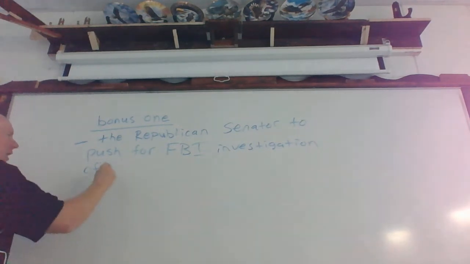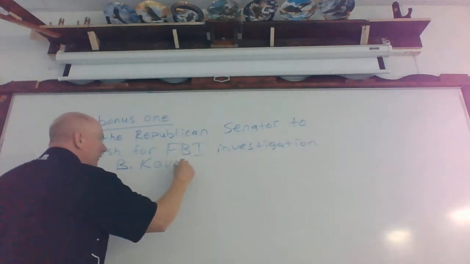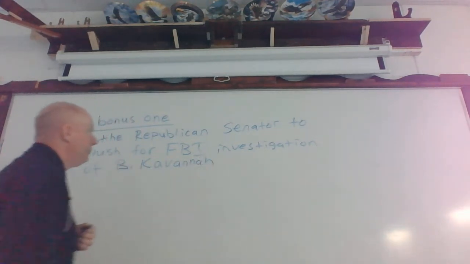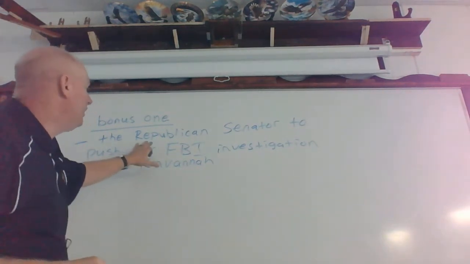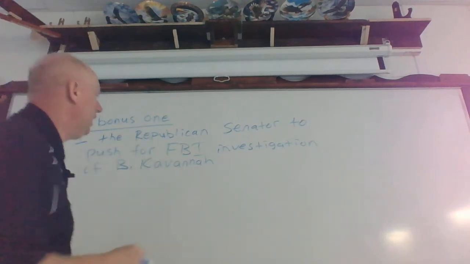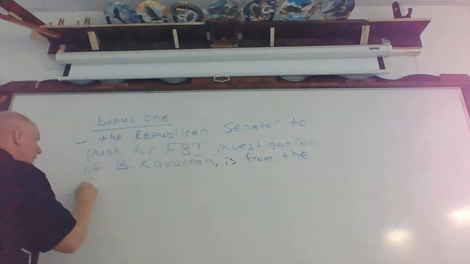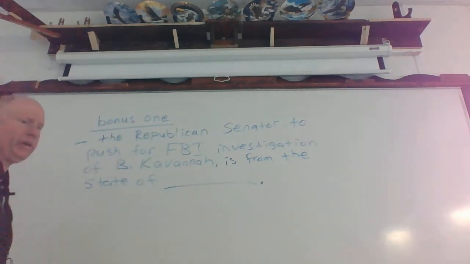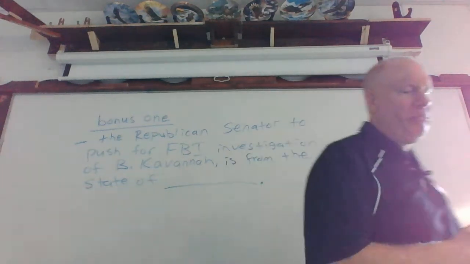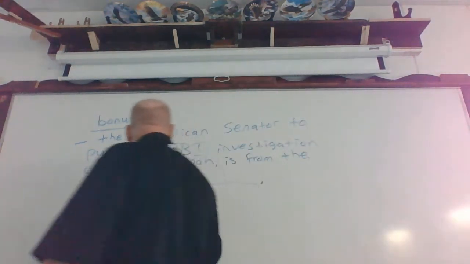And I have no idea how to spell this. I'm just going to go Brett Kavanaugh. I don't know. I've seen it on the news, but just never really paying attention how to spell it. But Brett Kavanaugh, the Republican senator that pushed for that FBI investigation, is from the state of blank. Because there were two of them. I think there was a Democrat from Vermont, but the Republican senator was from which state? And we even give you a little bit of a hint. His first name is Jeff.